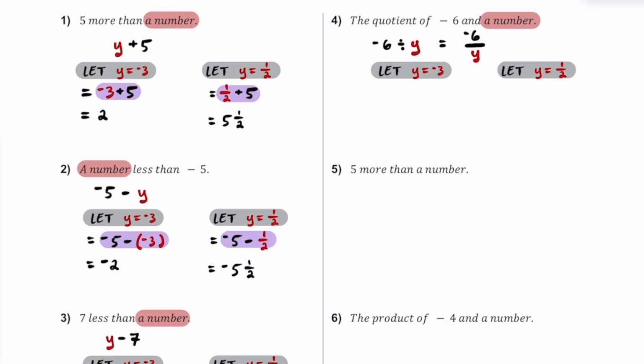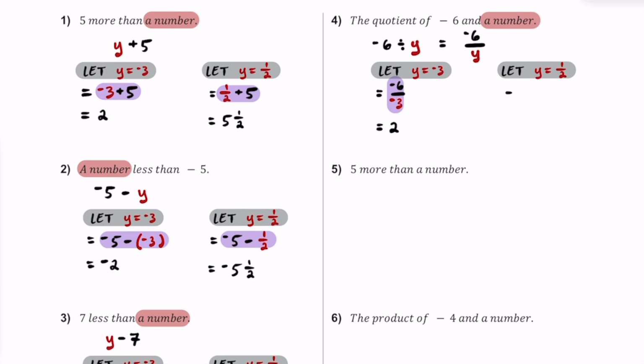Alrighty, so here we have our two different hypothetical values for y, and so let's go ahead and evaluate. So this first scenario, we're going to take this -6, let's divide that by -3. There's only one step here, which is kind of nice. So -6 divided by -3, that's just going to equal +2. All right, so that's pretty straightforward.